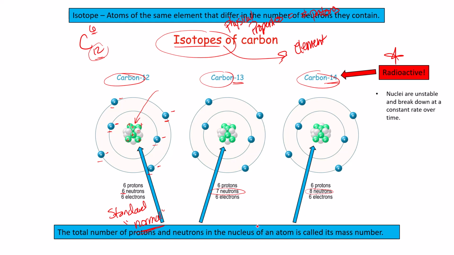What does it mean to be radioactive? Radioactive is when the nuclei are unstable because they have more neutrons than they should, and because they're unstable, they break down at a constant rate. It's called a half-life, and the radiation from the isotopes can be used to date rocks and fossils. They can be used to kill bacteria that cause food spoilage and can be used to detect cancer.